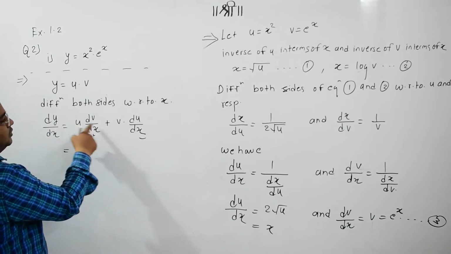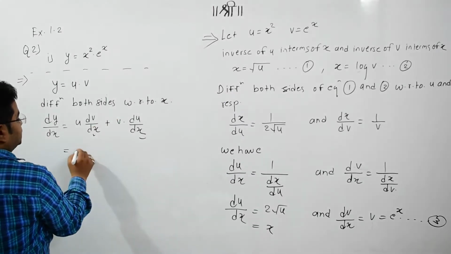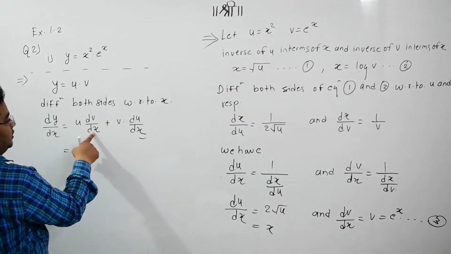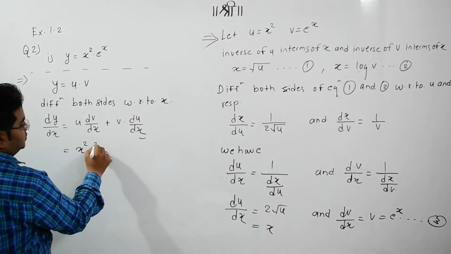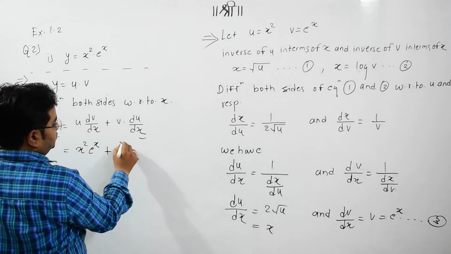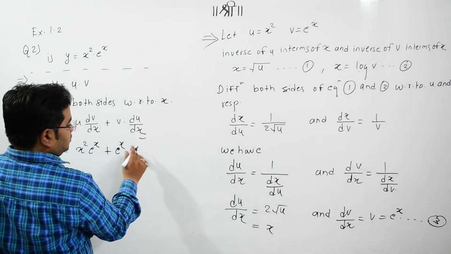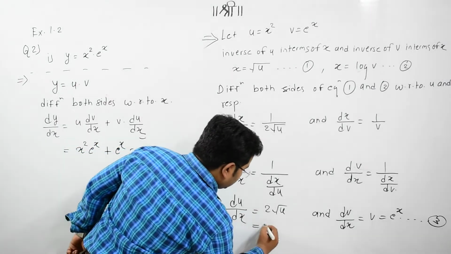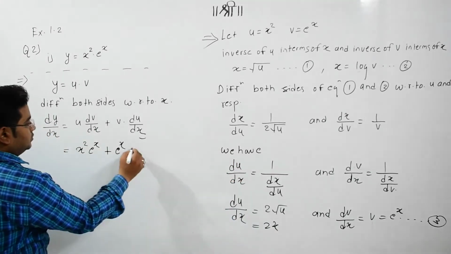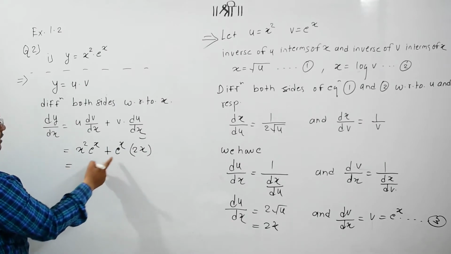what is the value of u, and what is the value of v? We already considered it. So that value is x square into dv upon dx, which is e raised to x, plus the value of v, e raised to x, times du upon dx, which is 2x. Sorry, I forgot to write 2x. Again simplifying it, what you will get?